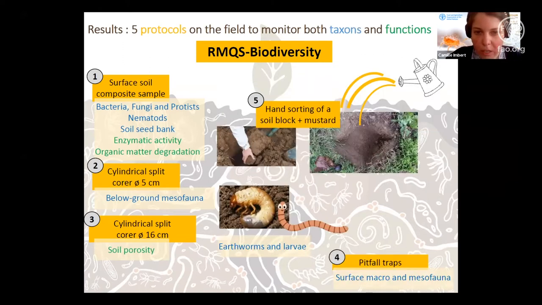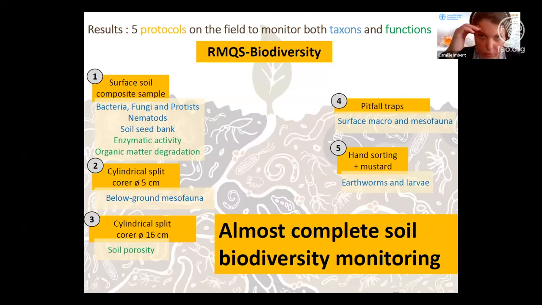And the last one is the hand sorting of the soil block and the spreading of a mustard solution to follow the below ground macrofauna like earthworms and the rest of the macrofauna, mainly larvae. So when you look at the taxa we will follow, we go from the microorganisms to the macrofauna, below ground and above ground. So we can say it's almost a complete soil biodiversity monitoring according to the taxa. And we follow also 3 functions: the enzymatic activity, the organic matter degradation, and the soil porosity due to macrofauna.